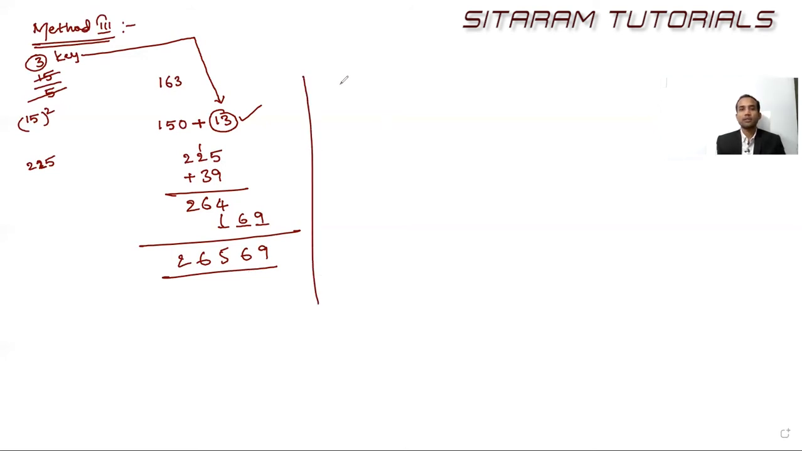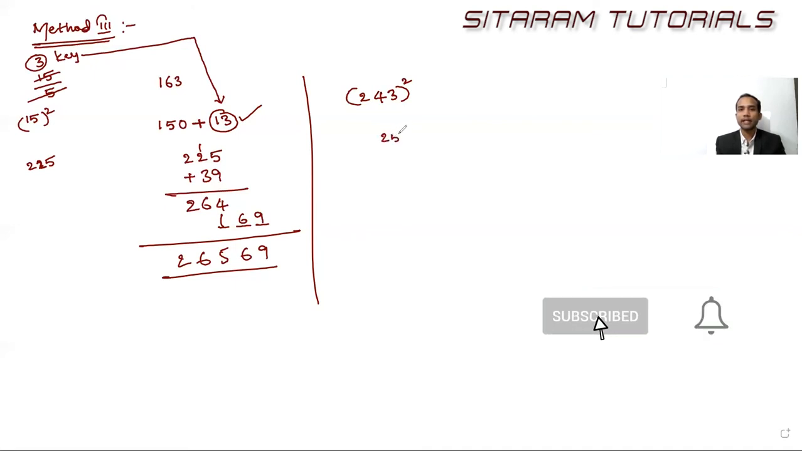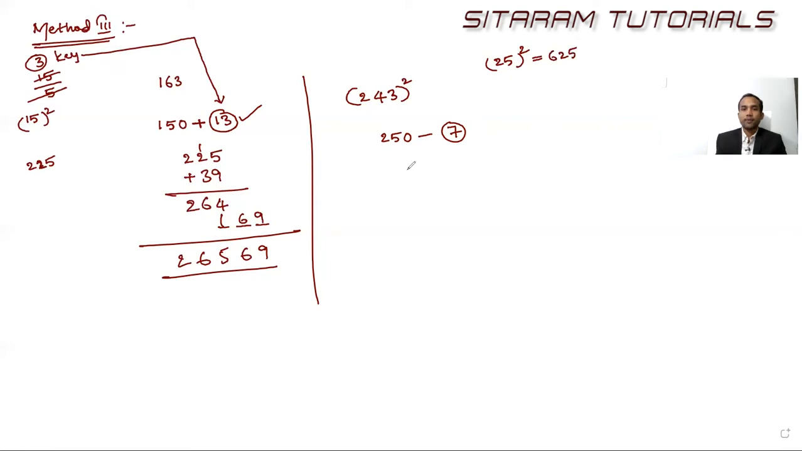Let us take one more example. 243 whole square we need to find. 243 is 7 less than 250. All right. Now take out the 0 from 250. Then you will get 25. 25 whole square we need to find, that is 625. So we need to write 625 here.